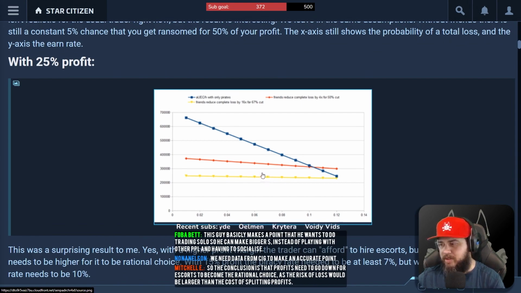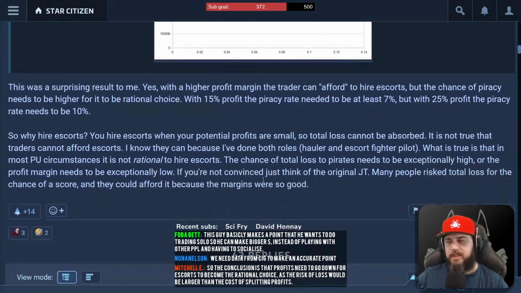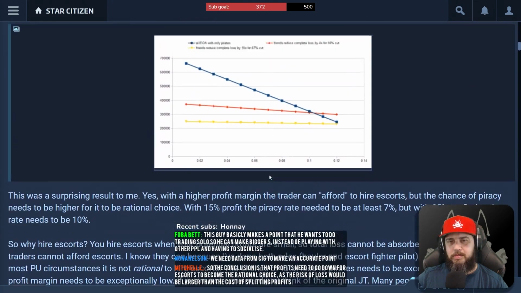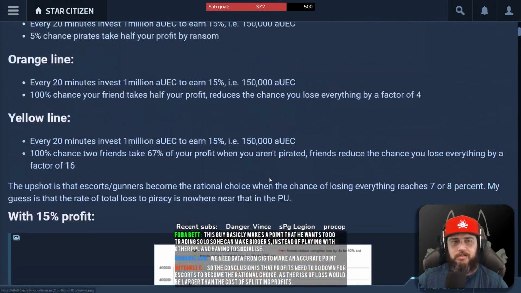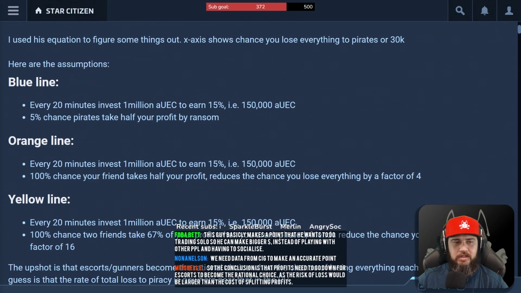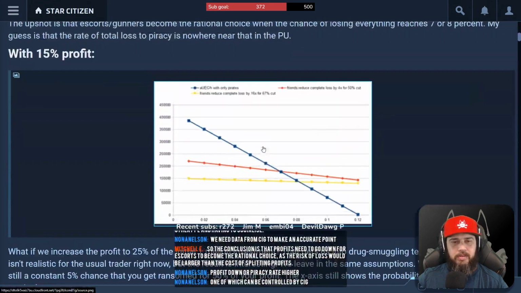So the conclusion is that the profits need to go up for escorts to become the rational choice, as the risk of loss would be larger than the cost of splitting profits. Yeah, I get that. The problem is they're not factoring in that your escorts are effective at stopping the pirates. Then again, I don't think they're actually trying to factor that in. They're just making bold assumptions here. So yeah, blue line is you got pirated. The other problem with this though is right now, we're all stuck in separate little fish bowls.